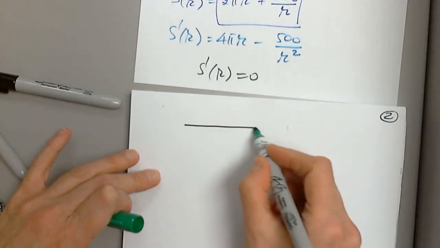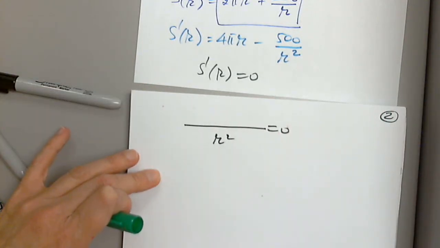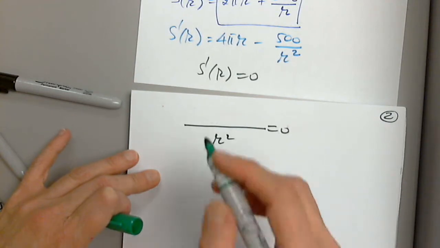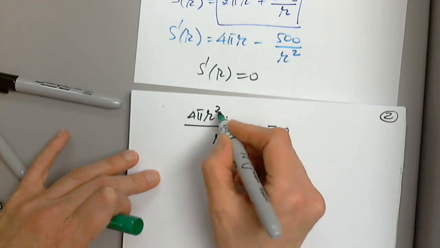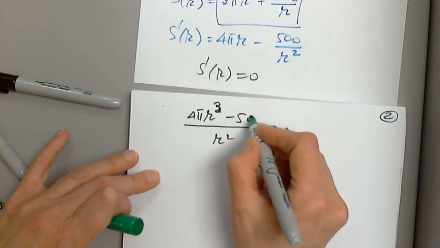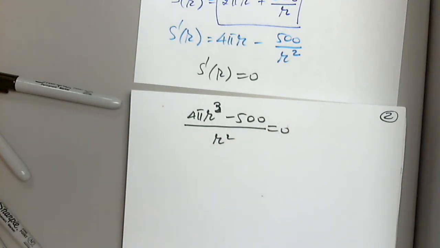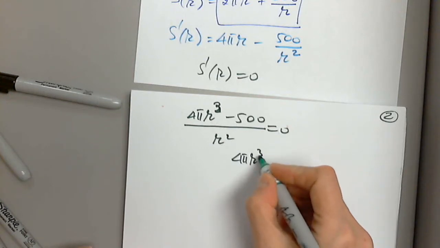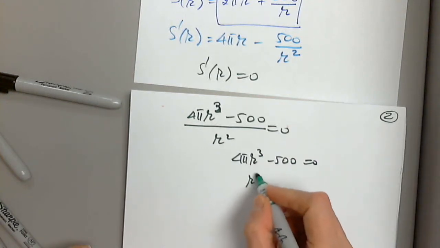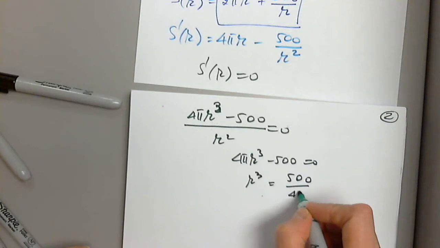But remember, we have to find the least common denominator. So this is 4 pi r cubed minus 500. So the least common denominator is r squared. I have to multiply that by r squared. So that's how I get 4 pi r cubed minus 500. When is the fraction 0? Well, when the numerator is 0. So I set 4 pi r cubed minus 500 equal to 0. r cubed equals 500 over 4 pi.